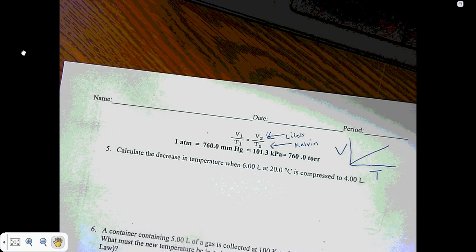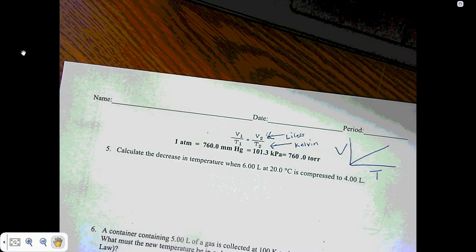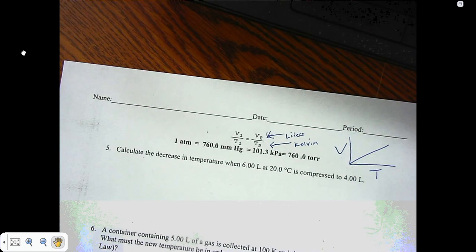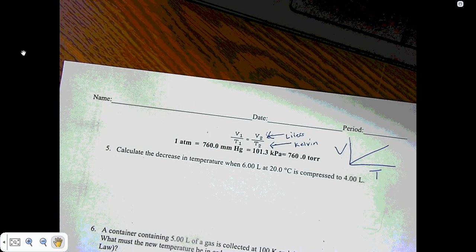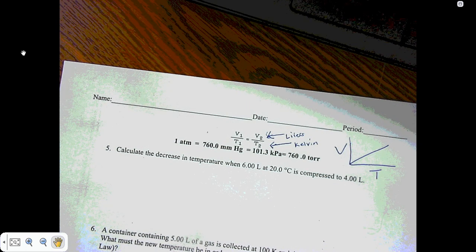So let's get started. In this first question, we're asked to calculate the decrease in temperature when 6 liters at 20 degrees Celsius is compressed to 4 liters. So first we're going to solve for one of our variables and then answer the question by calculating the amount of decrease. So let's go ahead and look at doing that, shall we?